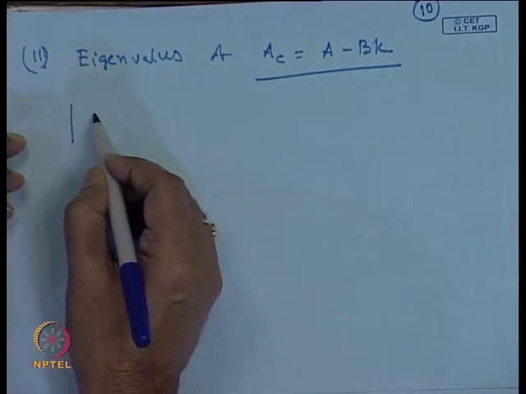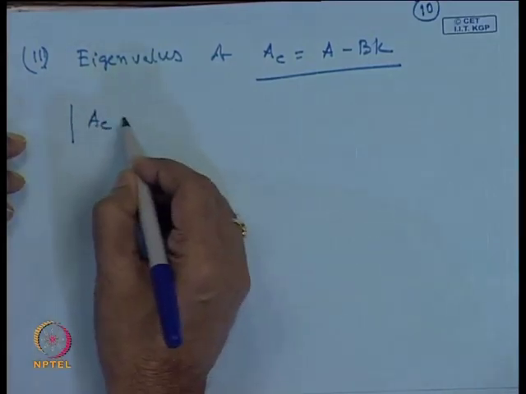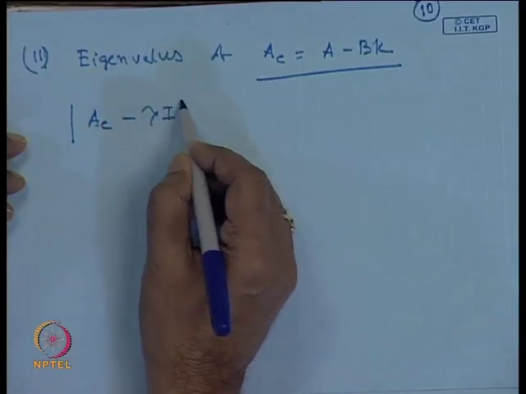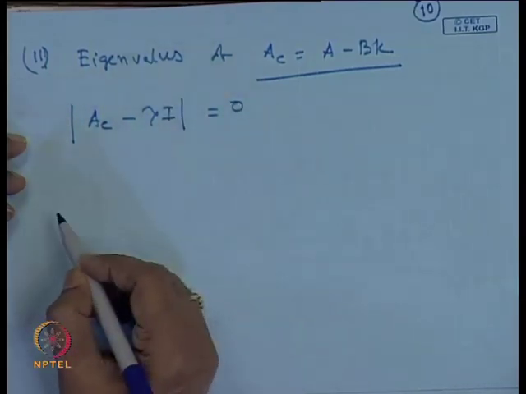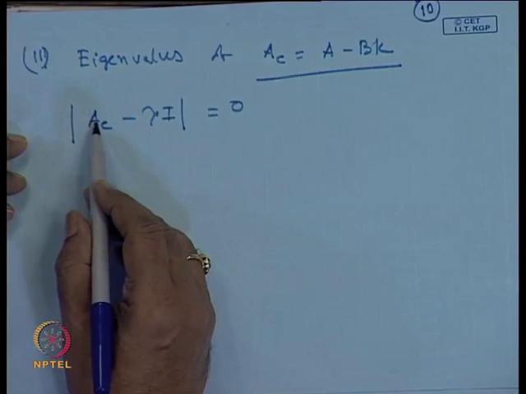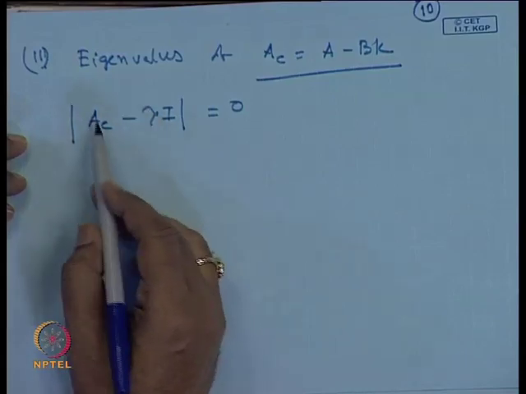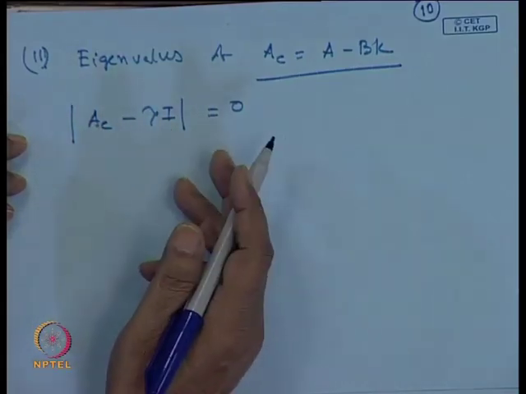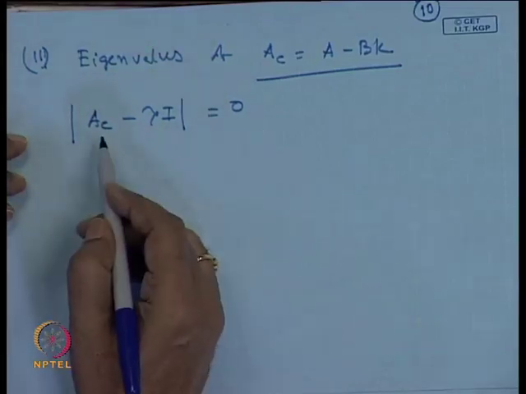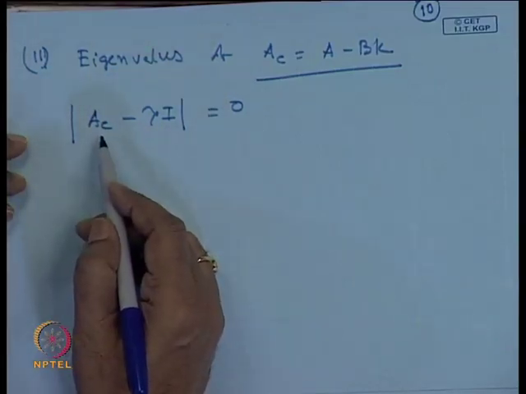The determinant of A c minus lambda I equal to 0, and you will get, because A c is known and lambda is unknown, a polynomial of order, in general, n, where n is the dimension of the system matrix or the dimension of the state variables. Agree? So, this will be the polynomial you will get in terms of lambda, whose order is n, the same as the order of the system matrix.